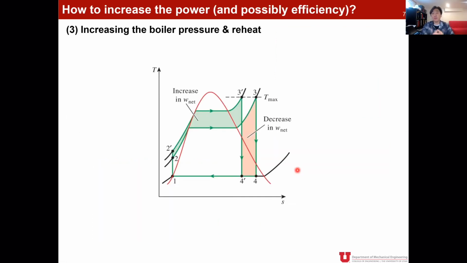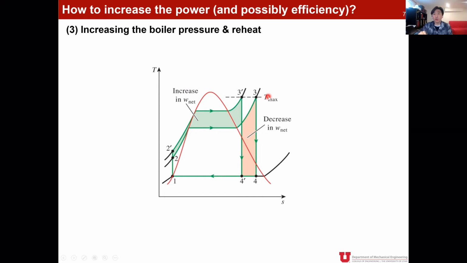So let's think about the third way to improve the net power output of a steam power plant. Now we talked about lowering the condensing pressure, and we also talked about superheating the steam, but this superheating should be limited in terms of temperature to protect the blades of the turbine. So we usually have this kind of limitation as Tmax.